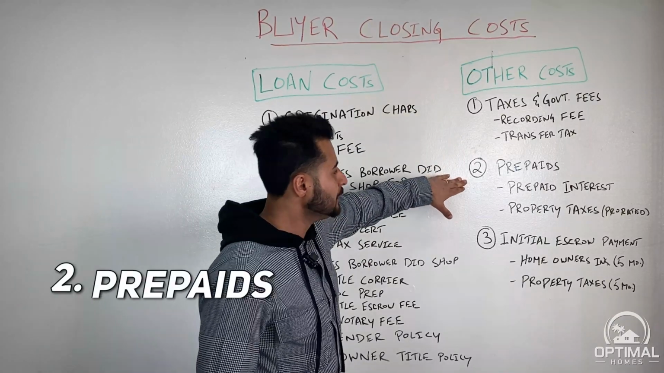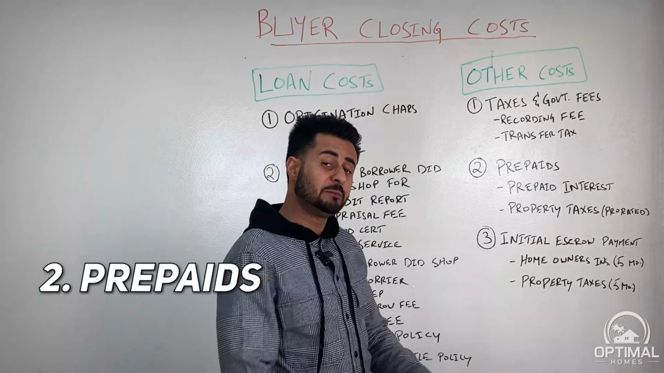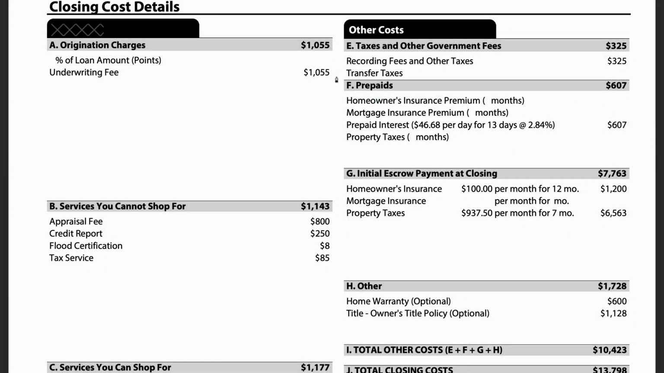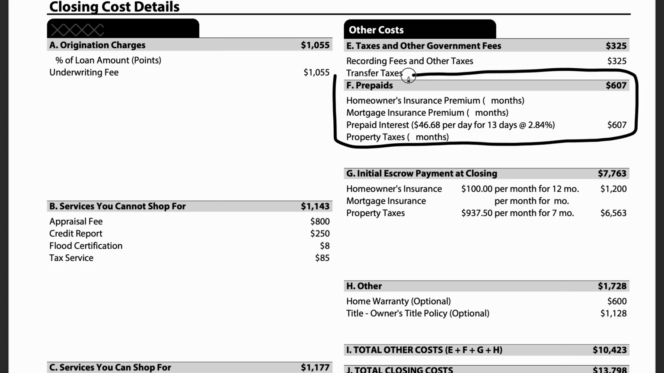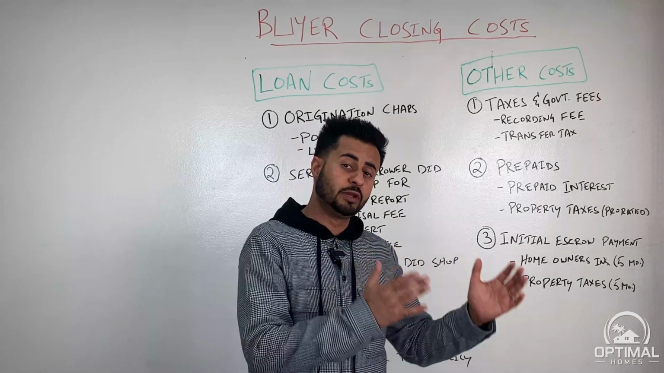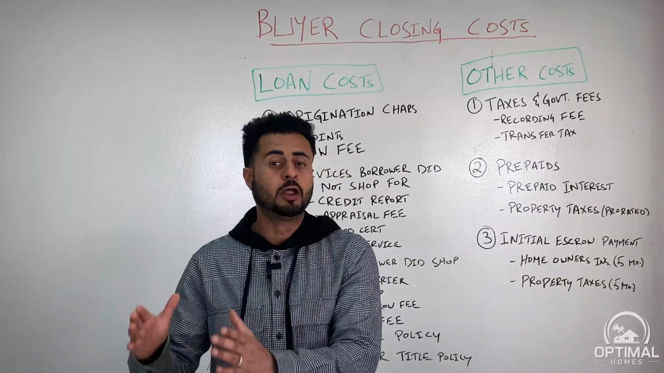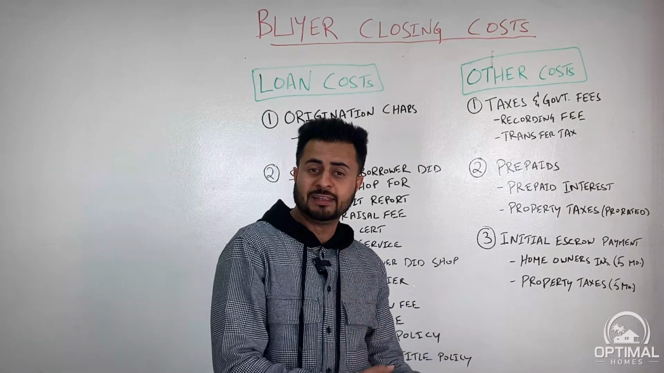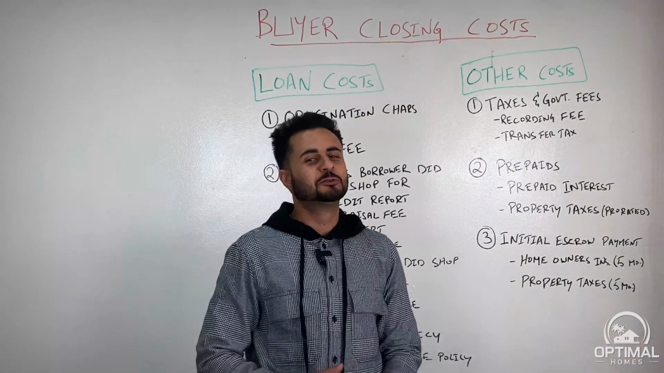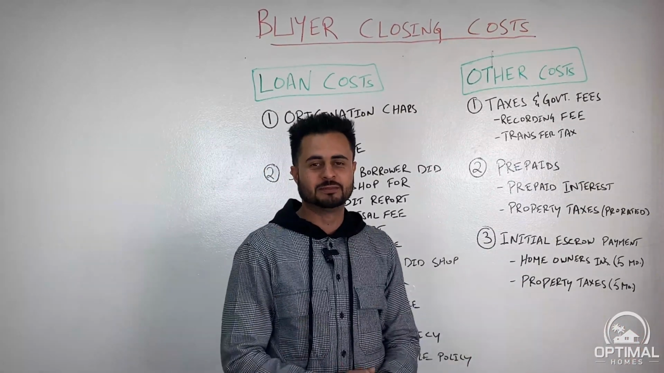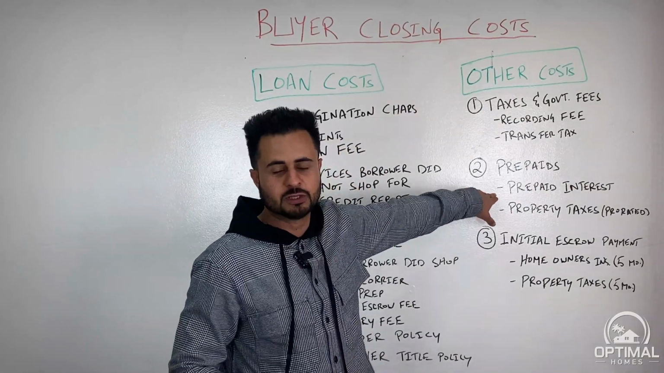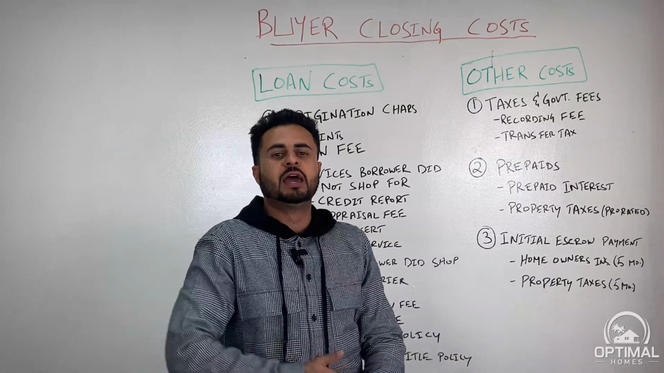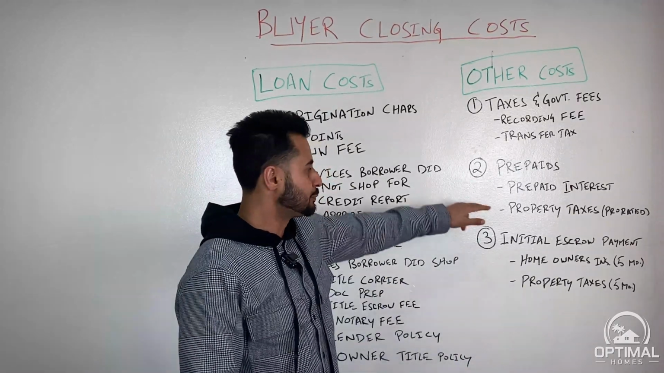Then below that you have prepaids. The first item you see here is prepaid interest. How that works is, say for example, you close your transaction on March 15th. Your first mortgage payment is not going to be till May 1st. Mortgages are paid in arrears. So for example, the payment that you make on May 1st is going to be for the month of April, but you got your property on March 15th. So what happened to those 15 days of interest? There's nothing ever free, so you're always paying for something. So that's what that prepaid interest is. They would collect those 15 days of interest from you, and then your first payment will be May 1st. So that's prepaid interest for you.